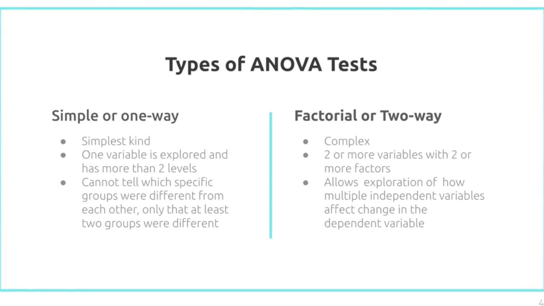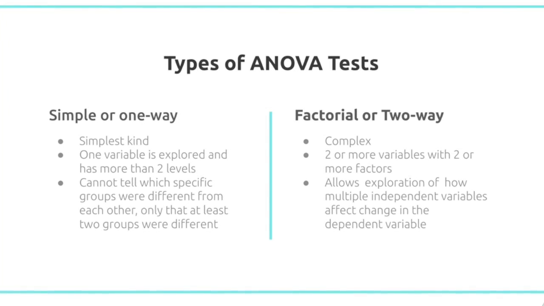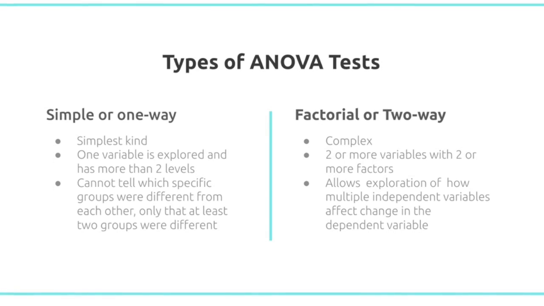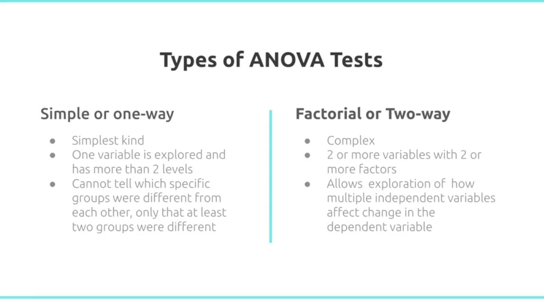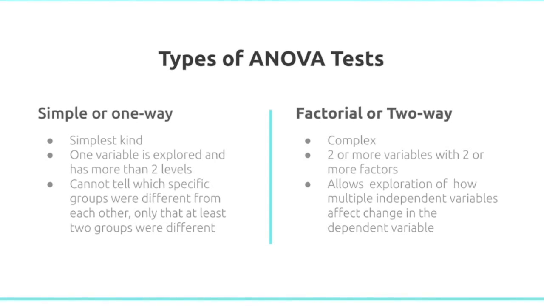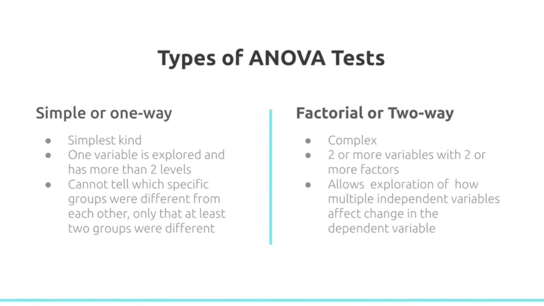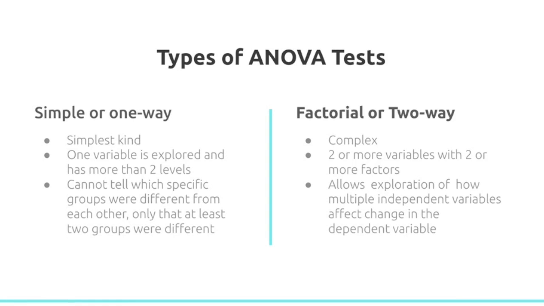It is called the factorial or two-way ANOVA. This kind uses two or more variables with two or more factors, 2 by 2, 2 times 2, or 2 by 3, 2 times 3, etc. This allows for the exploration of how multiple independent variables affect change in the dependent variable.